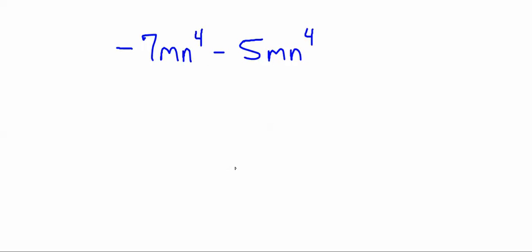Negative 7m n to the 4th, and we're going to subtract 5m n to the 4th. Are they like terms? Why are they like terms? They have the same variables to the same power, don't they? So we take negative 7 minus 5, and you get negative 12 m n to the 4th.